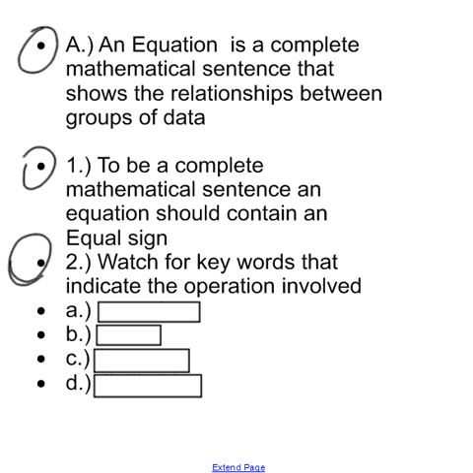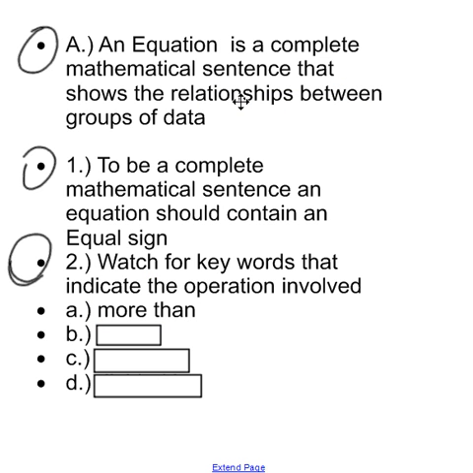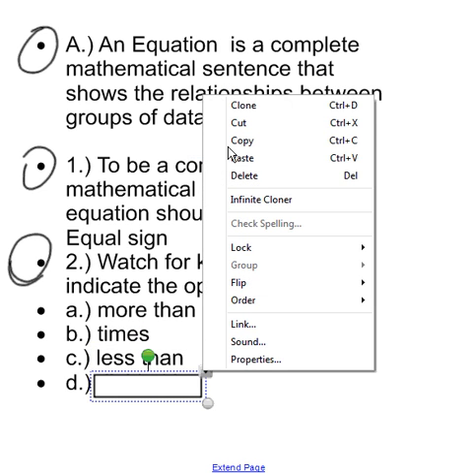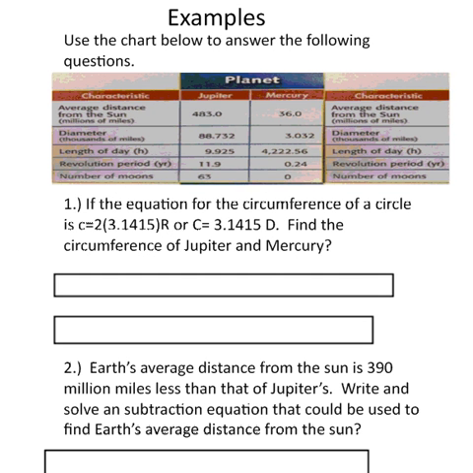Now, with mathematical equations, there are a few key words that we want to watch for. The key words can help us identify our operations. One of the keywords we watch for frequently is the words more than. We also watch for times, less than, and divided by. These are just a few examples. There are many more, but I think you get the idea. Let's do a little bit of practice with this.